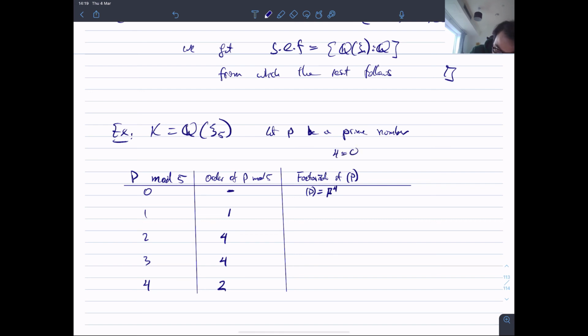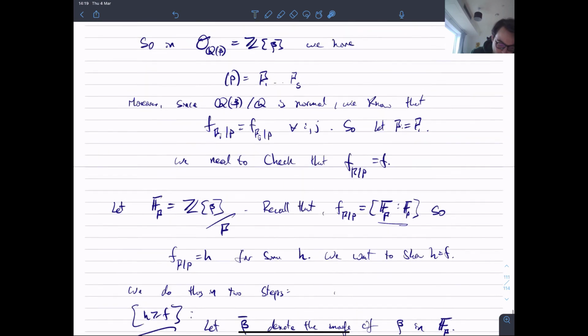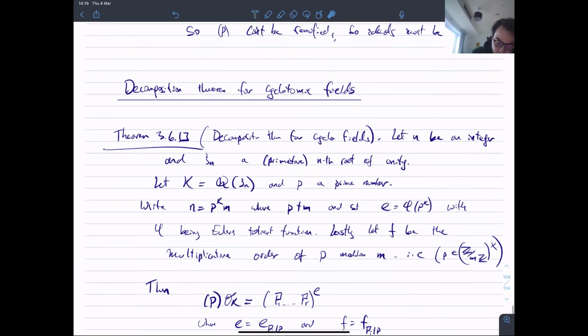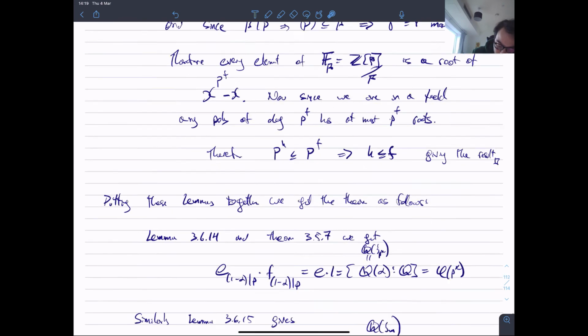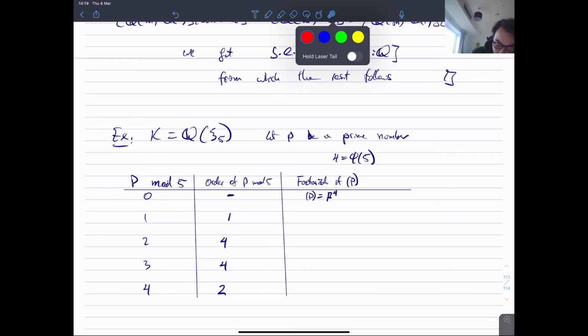4, remember, is just phi of 5. So p is 0 mod 5. So p is a prime number, so p is 5, right? So in this case, if you go back to the theorem I'm applying, n equals 5 and p is 5. When I write n as a power of p times m, m is 1, so e is phi of 5, which is 4. So in the first case, we get that the ideal is totally ramified, and we get this. I'm not sure what this prime ideal is, but I know that is the case.